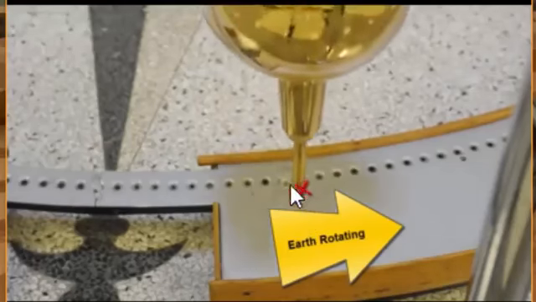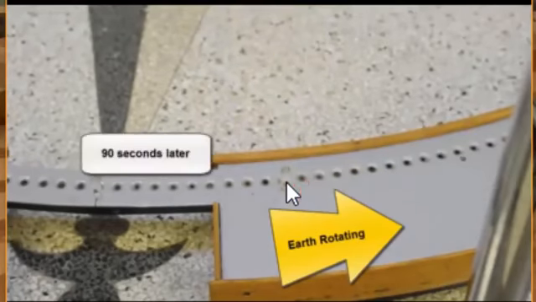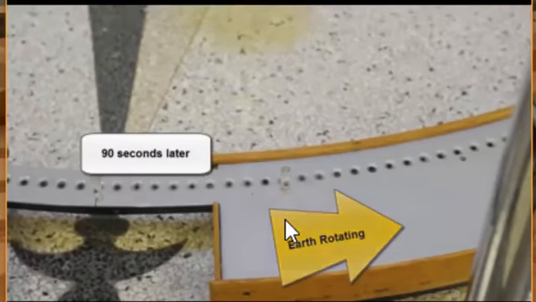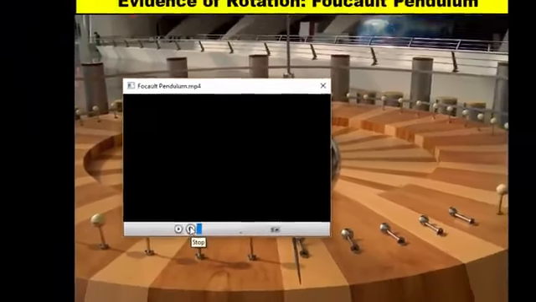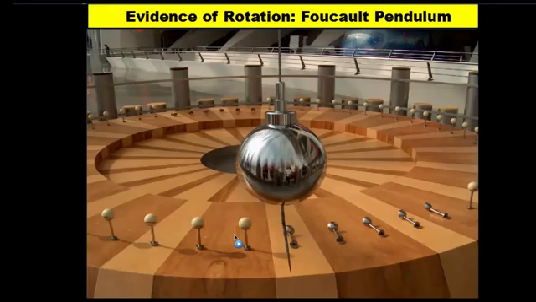And as the Earth continues to rotate, you'll notice that it's now touching the peg. And at about 90 seconds later, after we started, this pendulum is going to come swinging, and it's going to knock down the peg. And the reason why that happens is because the Earth was rotating underneath the pendulum. If the Earth did not rotate underneath the pendulum, then the pegs wouldn't be knocked down. And that's why when you take a look at this picture here, you'll see these sets of pegs knocked down here, and those sets of pegs knocked down on the opposite side. So that's Foucault's pendulum, and that's Earth's rotation.